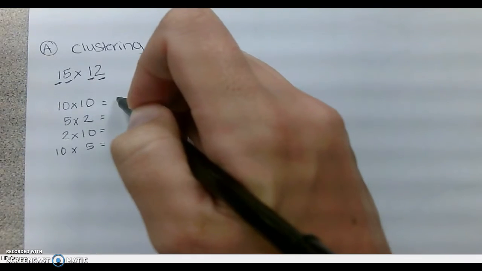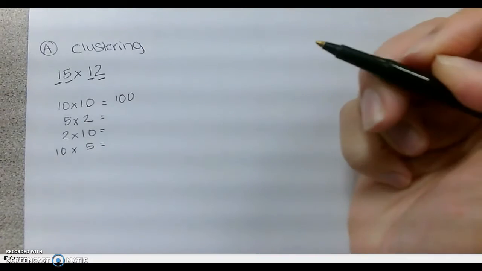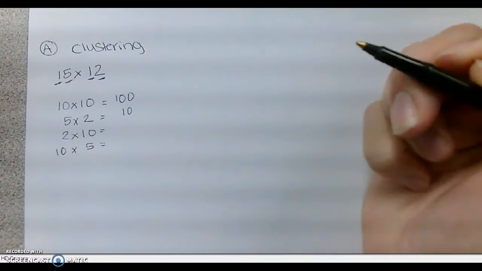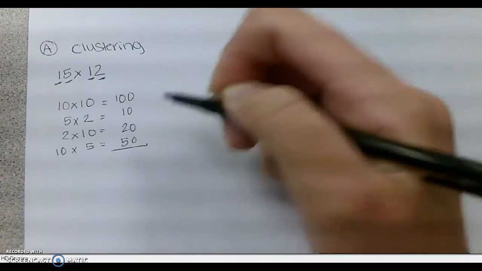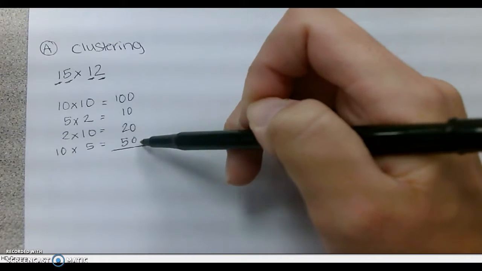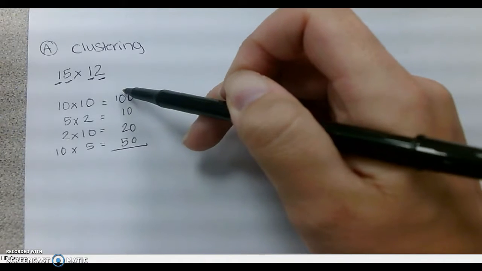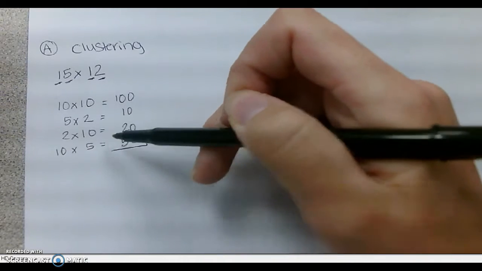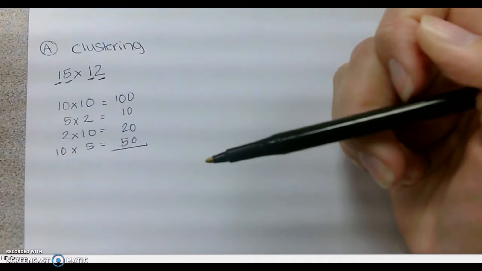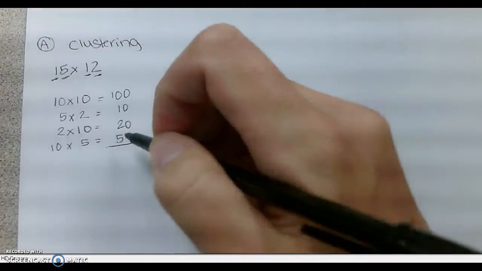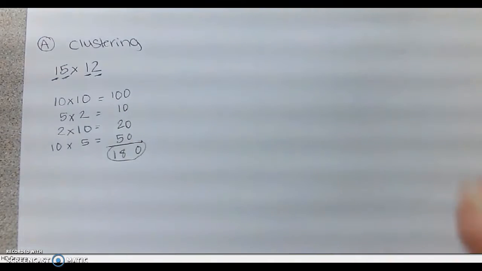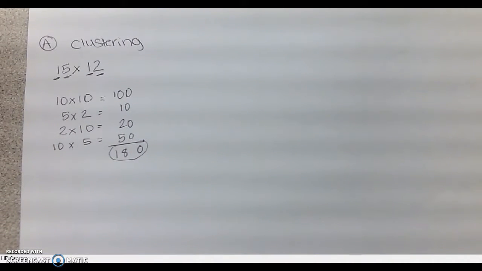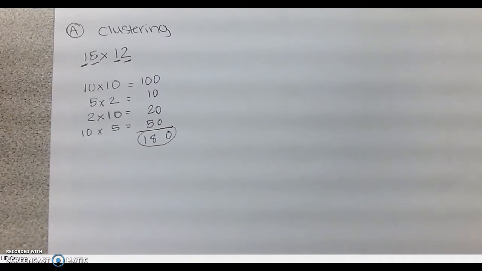10 times 10 is 100, 5 times 2 is 10, 2 times 10 is 20, and 10 times 5 is 50. Notice that my place values are lined up from the ones, and then the tens, and then the hundreds. If I line it up incorrectly, I'm definitely going to get the wrong answer. So 0, 8, 1, and that's my answer. I circle it. Then I want to check to see if it's reasonable.